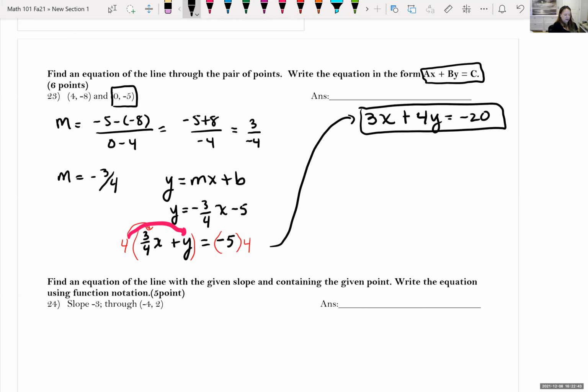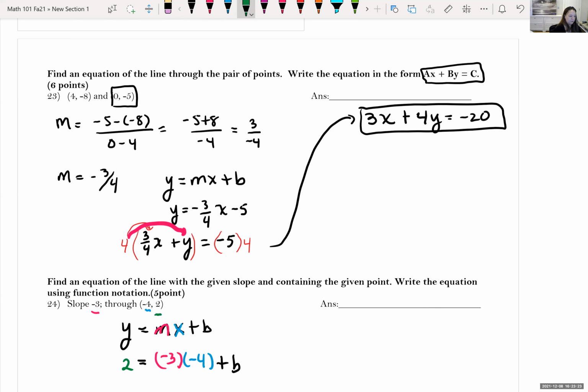The other one says find the equation of a line with a given slope and containing the given point, write the equation using function notation. So let's start with y equals mx plus b and plug in the values that we know. The slope here is -3, times our x value, which we're given is -4, plus b, we don't know what b is, that's what we're trying to solve, is equal to y, and y in this point is 2.